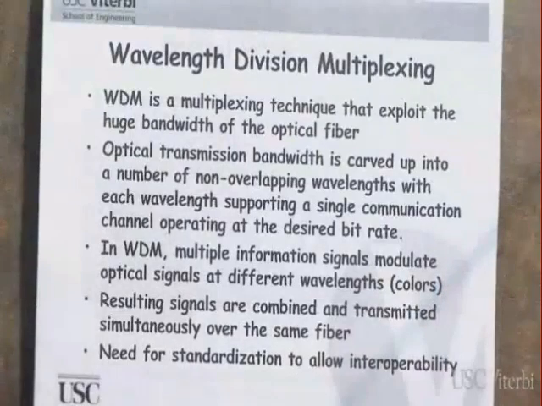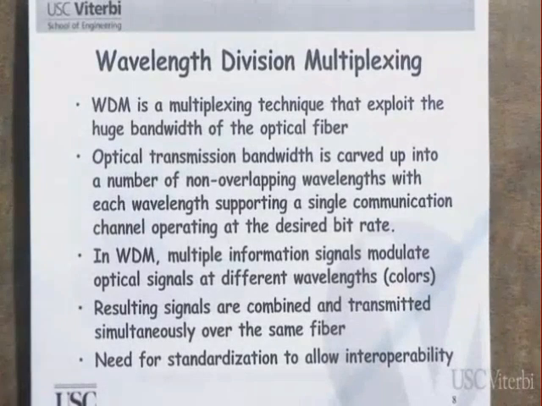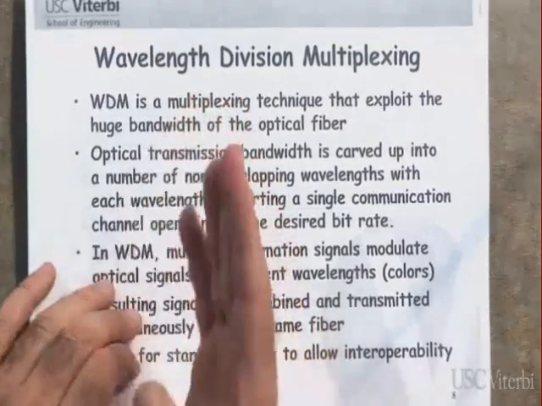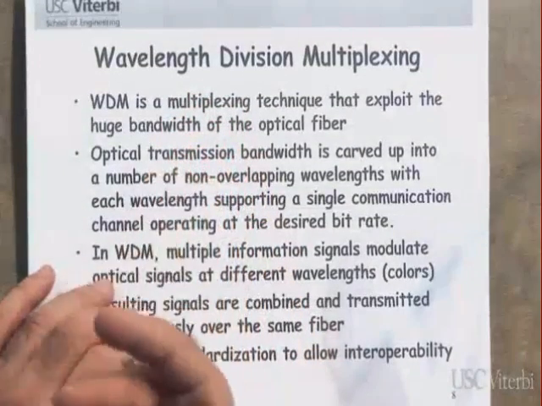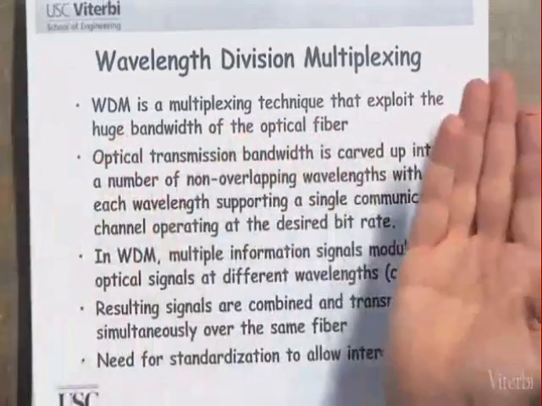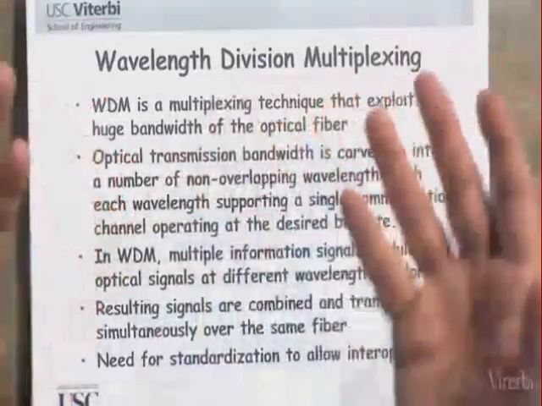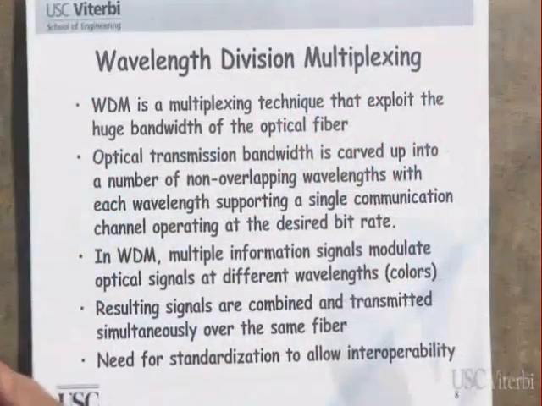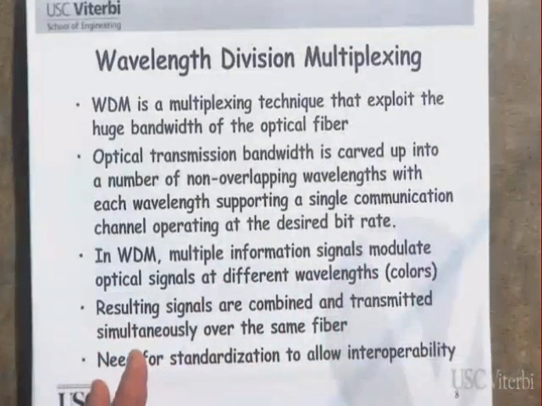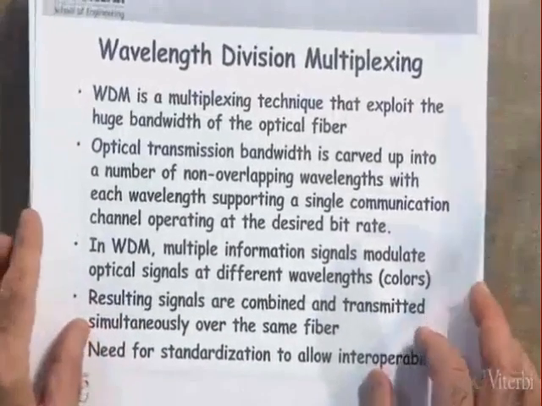Now, the first thing that we need to understand, which is part of the networking issues, is what is referred to as wavelength division multiplexing. Think about this the same way as you thought about FDM, frequency division multiplexing. Wavelength division multiplexing is the same as frequency division multiplexing. Why? Because lambda is equal to C over F, so different wavelengths mean different frequencies. They call it wavelength division multiplexing because you are operating in the optical range.